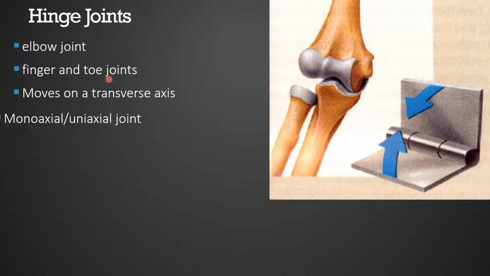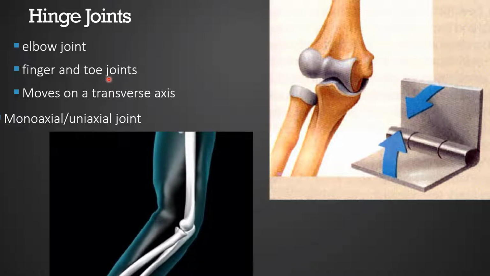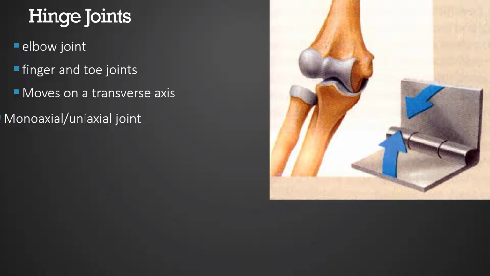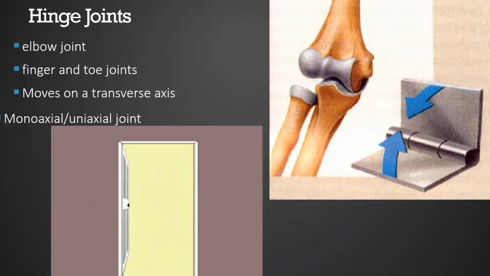So try moving your elbow. Whenever you pull your hand in front of you and take it farther away, you can observe that the movement is similar to that of a door opening and closing, right? So it's a hinge joint.